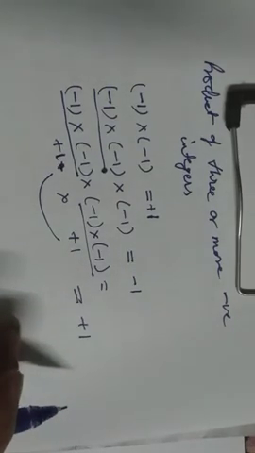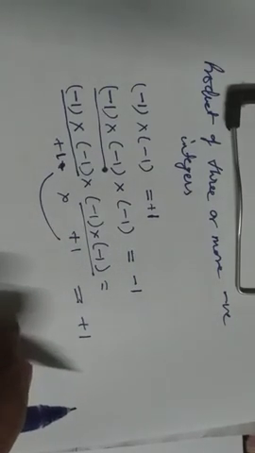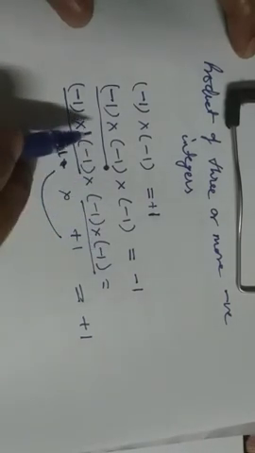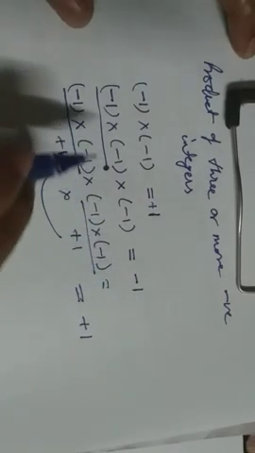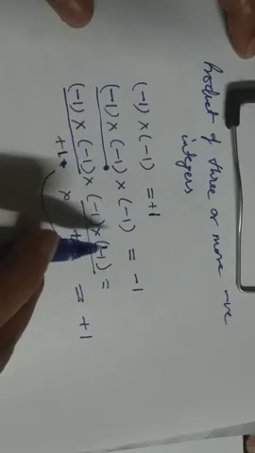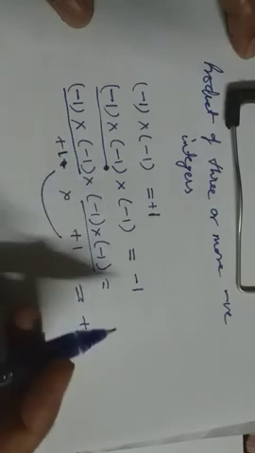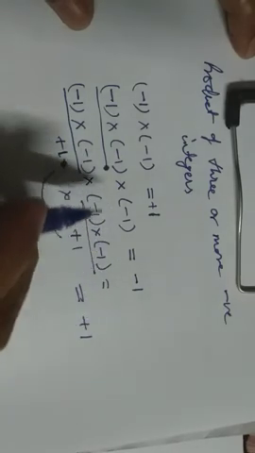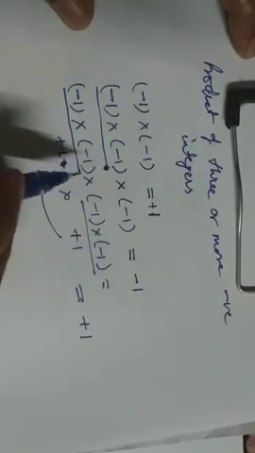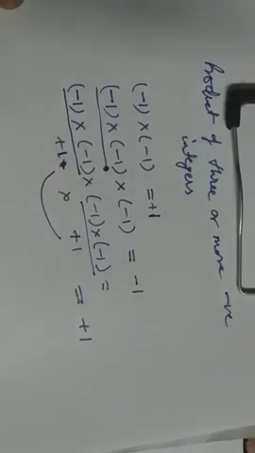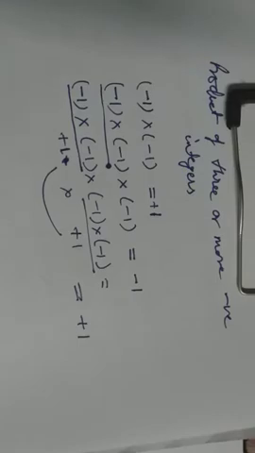So simply you have to remember that when you multiply two or more integers, first multiply the numbers and then see how many negative signs there are. If there are two negative signs, negative into negative is positive. If there are three, it will become negative. If there are four negative signs, then the result is positive, and so on. I hope you got this.